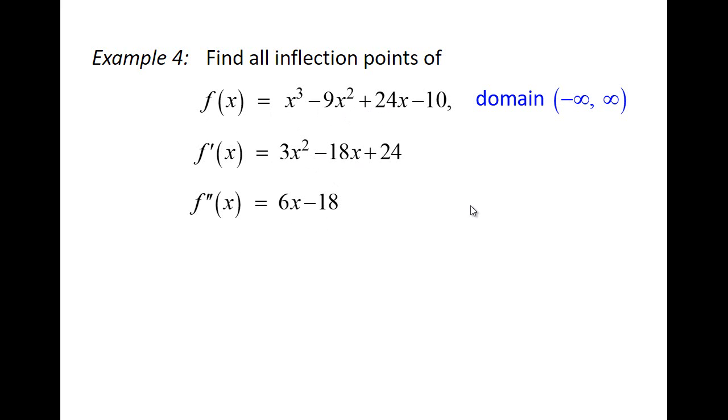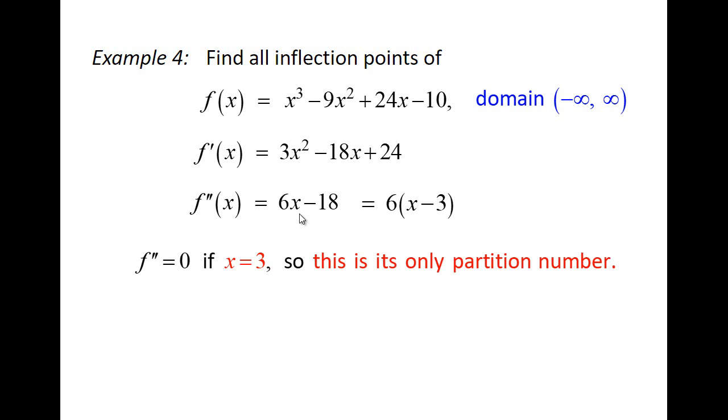So let's now figure out where the second derivative is undefined and where the second derivative is 0. Obviously, the second derivative is defined for any x. And notice that the second derivative is 0 when x is exactly 3. So that is the only partition number for this f double prime. And the domain of f, we divide into two pieces right at x equals 3.